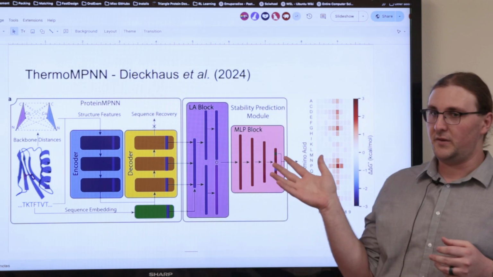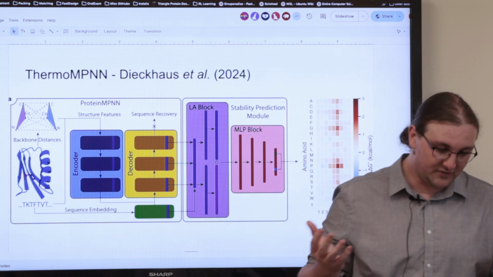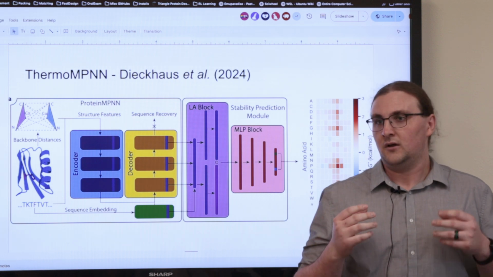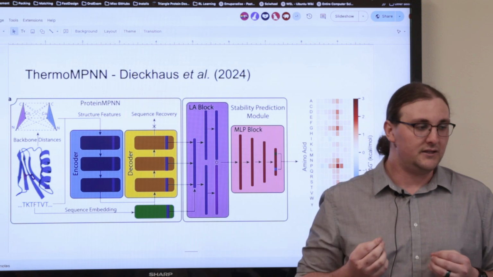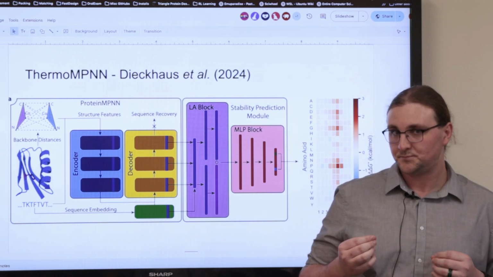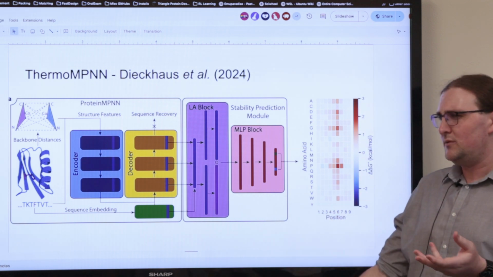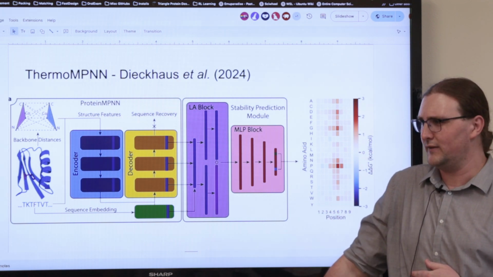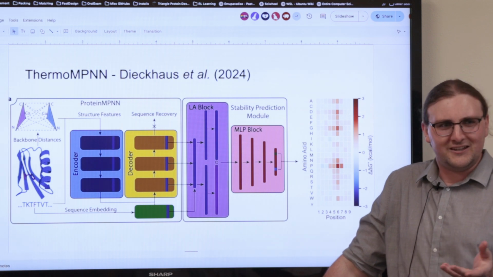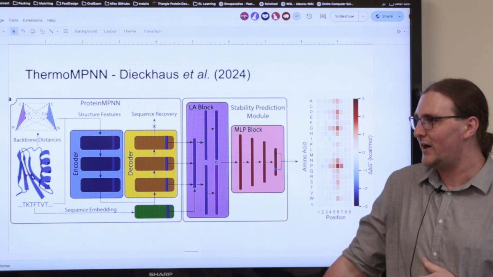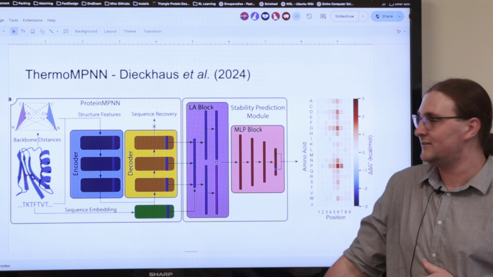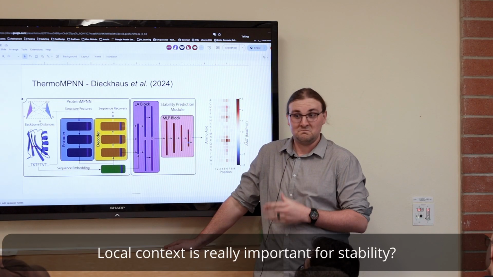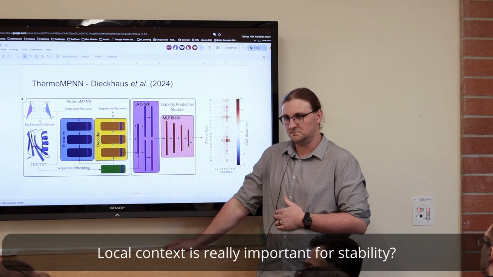When we use this for ThermoMPNN, the goal is quite different. Here we're trying to predict what the change in stability is for a given point mutation. So you may be asking yourself, why use a ProteinMPNN model for this? Does anybody have any initial feelings about why use ProteinMPNN as a base for this type of model? Yeah. Local context is really important for stability.